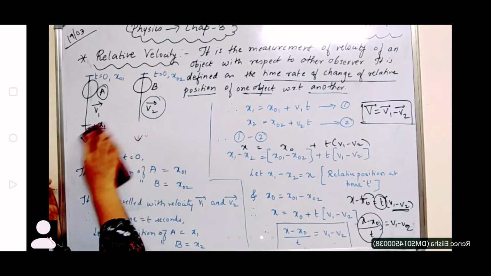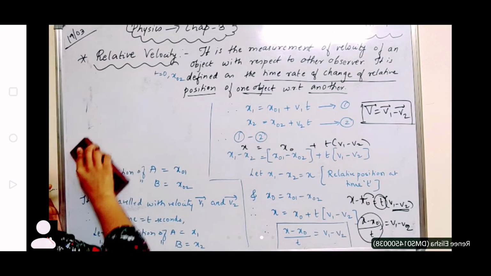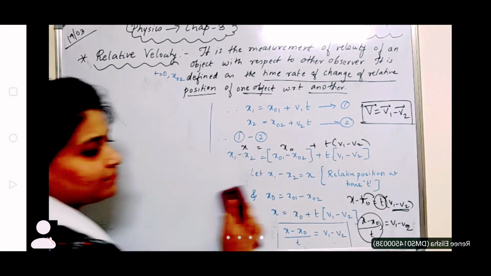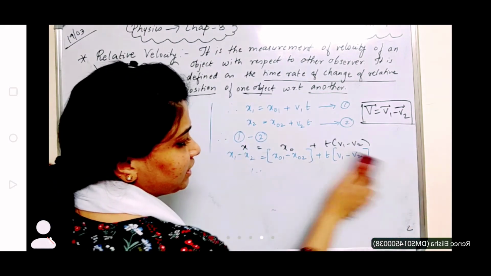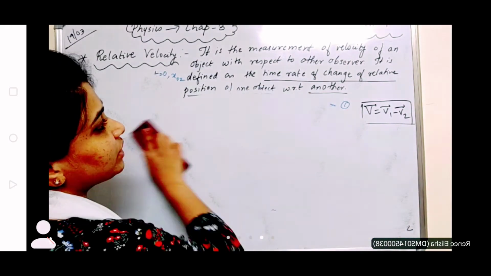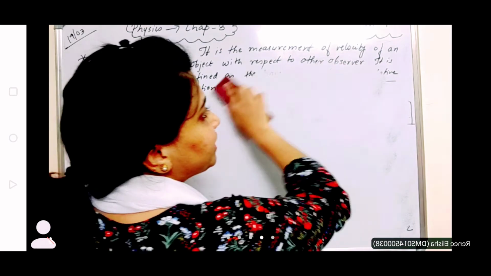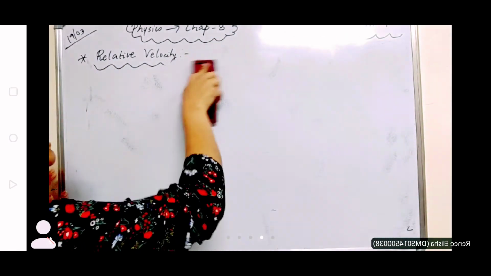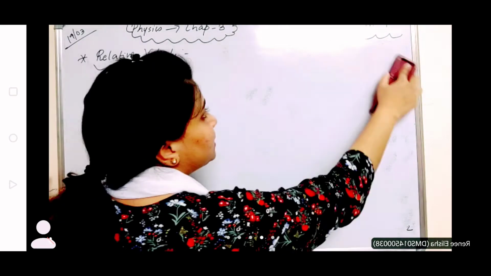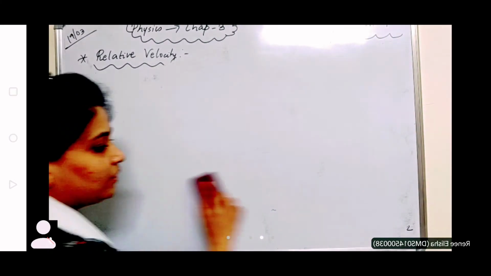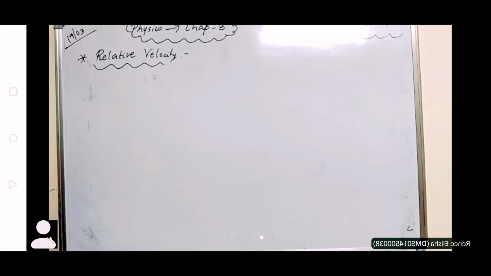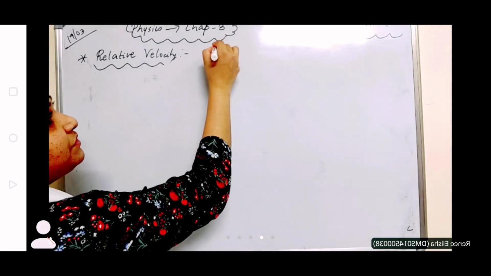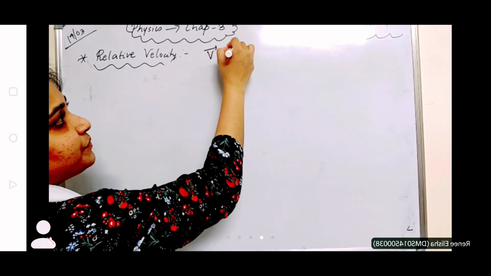Am I clear? Now, this relative velocity has 4 cases. So we will discuss. So you know what relative velocity is now. With relative velocity, we have 4 cases to deal with. So how does this relative velocity change with different systems? Now, we already know that relative velocity v is equal to v1 minus v2, right?